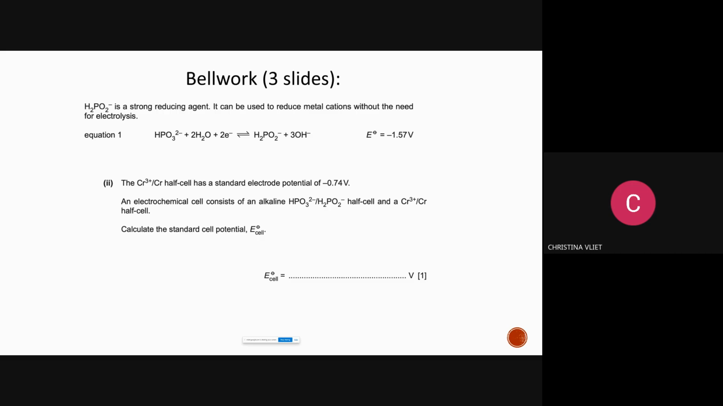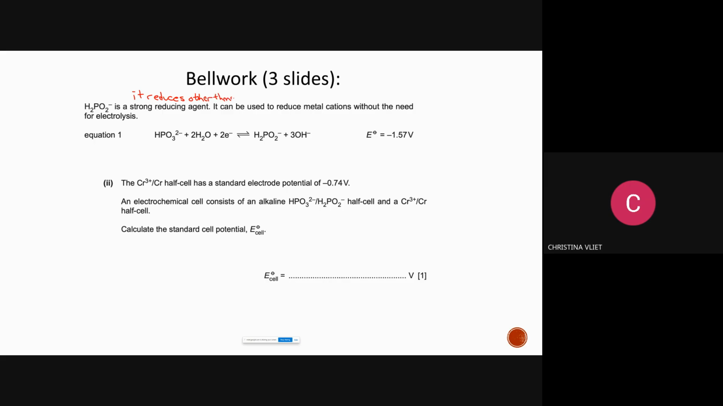I am going to go over the bell work so that everybody has the answers and how to get them. This is from a newer exam, so it's important to see how the questions are being asked when they don't give you the data booklet. They tell you H2PO2 minus is a strong reducing agent. What does that mean? It reduces other things.